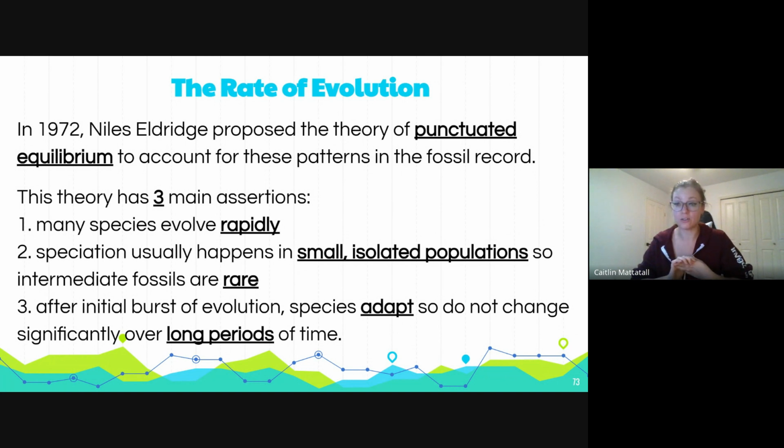And once we have this initial burst of evolution, so we have this massive amount of new species show up in the fossil record, there's long periods of time where there is not any change and we don't see anything.